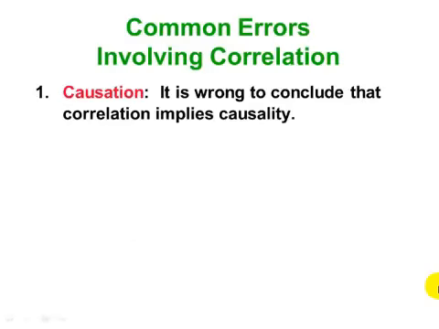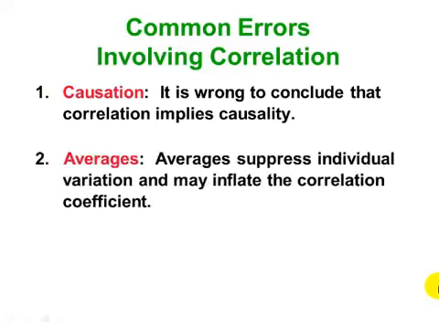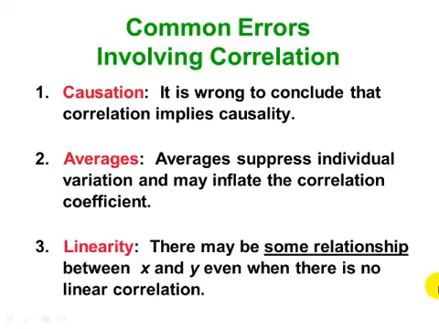So now let's look at some common errors involving correlation. Number one, even if we do find that there appears to be a linear correlation between two variables, that does not mean that one causes the other. So correlation and causality are two different things. Another common error is using averages. Averages tend to suppress individual variation, so they might inflate the correlation coefficient. And third, there might be some relationship between x and y, even if there's not a linear one.